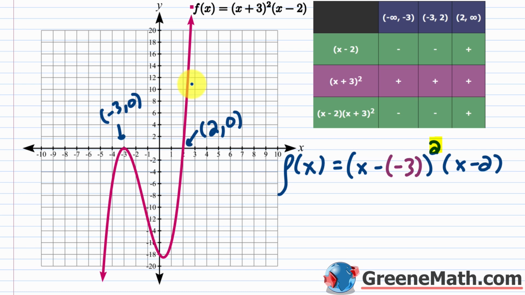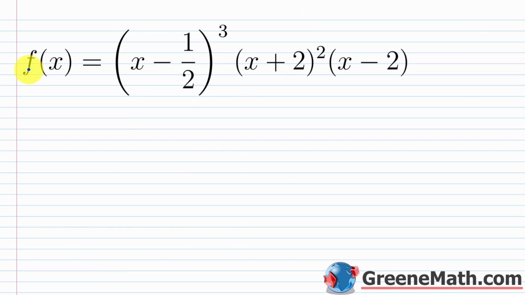We're going to do another example so you can pause the video and think about that one on your own. Let me go down to that one. So here we have f of x equals the quantity x minus 1/2 cubed, then times the quantity x plus 2 squared, then times the quantity x minus 2. So we know that we would have a 0 of 1/2 and the multiplicity would be 3. We have a 0 of -2, the multiplicity would be 2. And then we have a 0 of +2, the multiplicity would be 1.